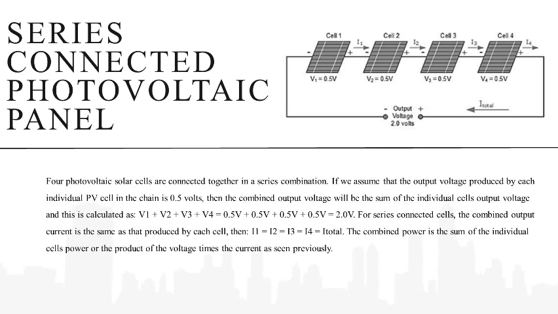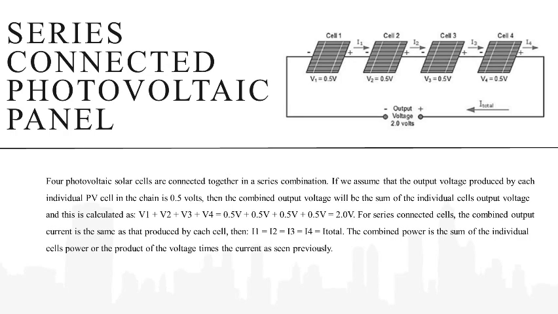Series connected photovoltaic panel. Four photovoltaic cells are connected together in a series combination. If we assume that the output voltage produced by each individual PV cell in the chain is 0.5 volts, then the combined output voltage will be the sum of the individual cell output voltages, calculated as V1 plus V2 plus V3 plus V4 is equal to the total volts. Substituting, 0.5 volts plus 0.5 volts plus 0.5 volts plus 0.5 volts is equal to 2.0 volts.